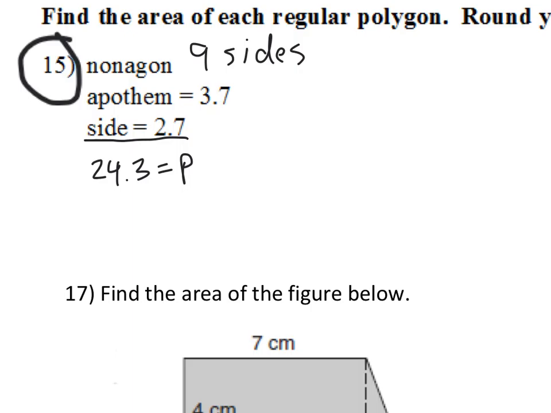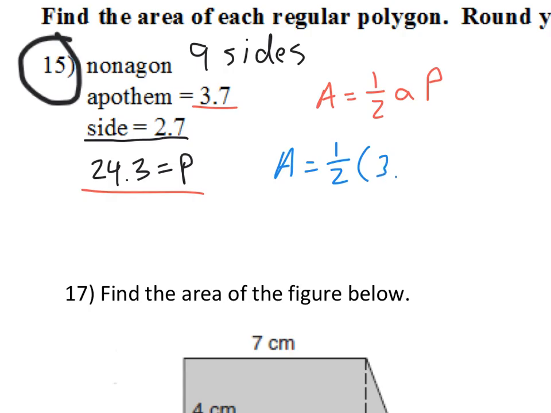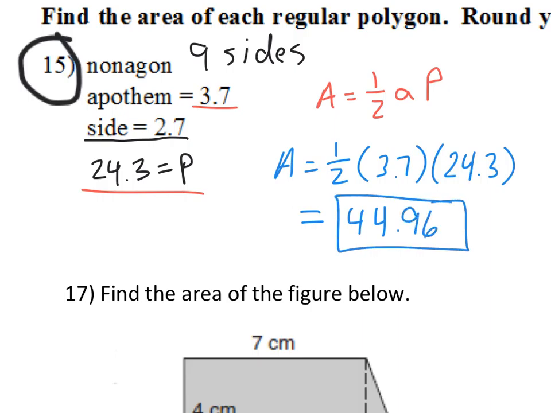Now remember the area of a regular polygon. Area equals 1/2 times the apothem times the perimeter. So we know the apothem, we know the perimeter. Let's plug it in and we can find the area. So area equals 1/2. The apothem is 3.7. The perimeter is 24.3. Put it in your calculator and you get 44.96, and no units are given, so 44.96 units squared.